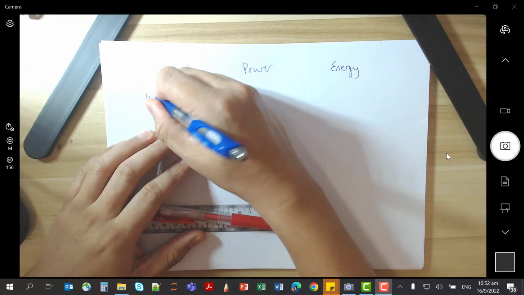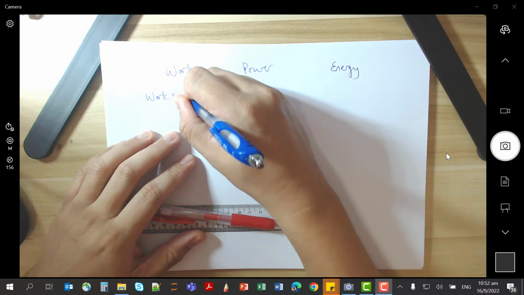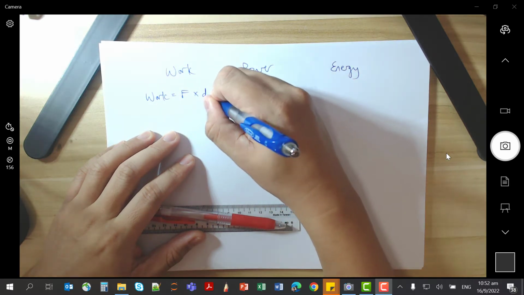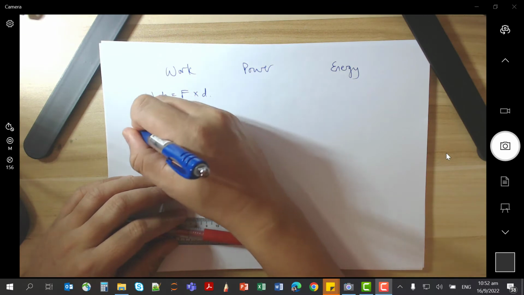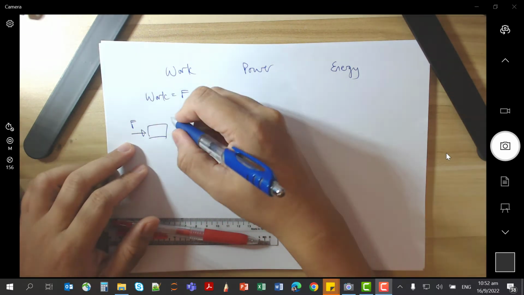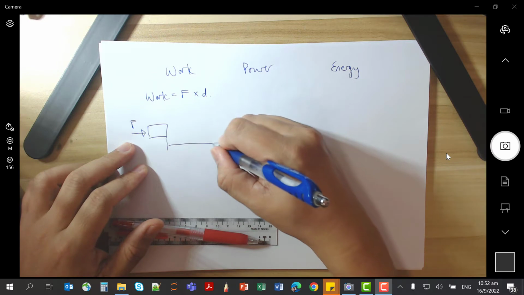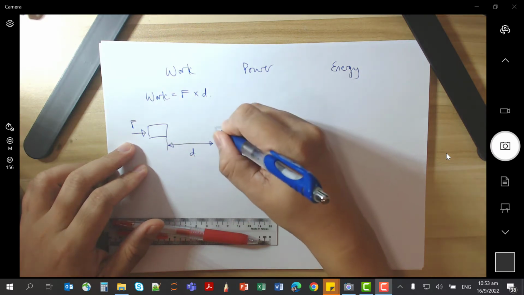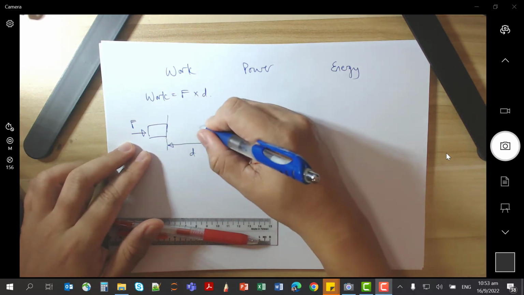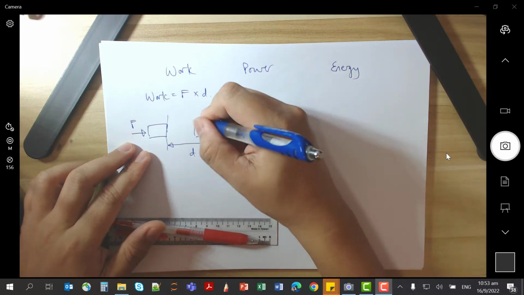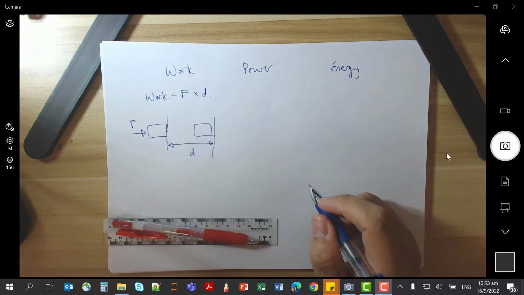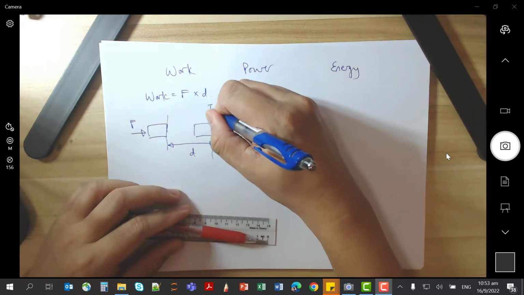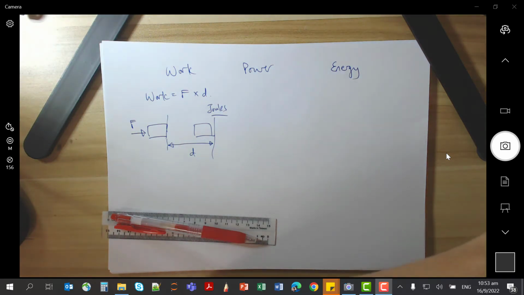The formula for work is a certain force multiplied by a distance. Imagine you are pushing a block using a force F over a distance D. Push from here to here. The work done by you, by this force, would be force times distance, and the unit is joules, J for joules.